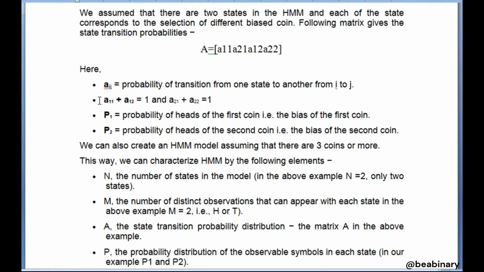So what does A11 mean? The probability of transition from one state to another: A11 plus A12 is equal to 1, or A21 plus A22 is equal to 1. And then P1 is what? Probability of head of the first coin, that is the bias of the first coin. Okay, so the probability of head coming. Then P2 is the bias of the second coin.